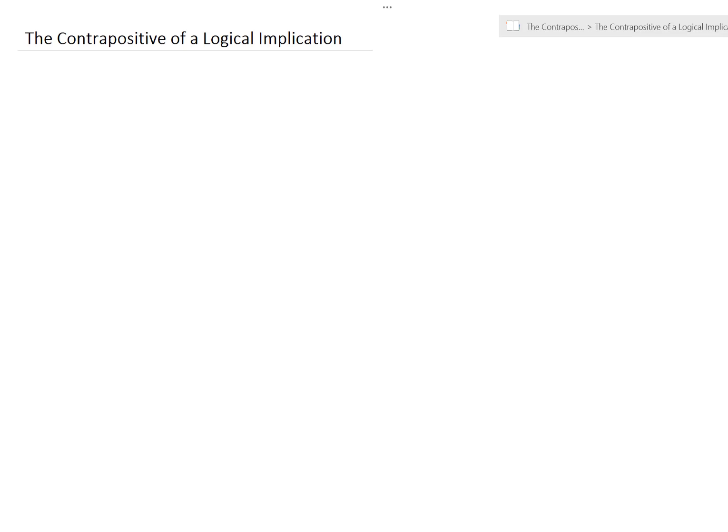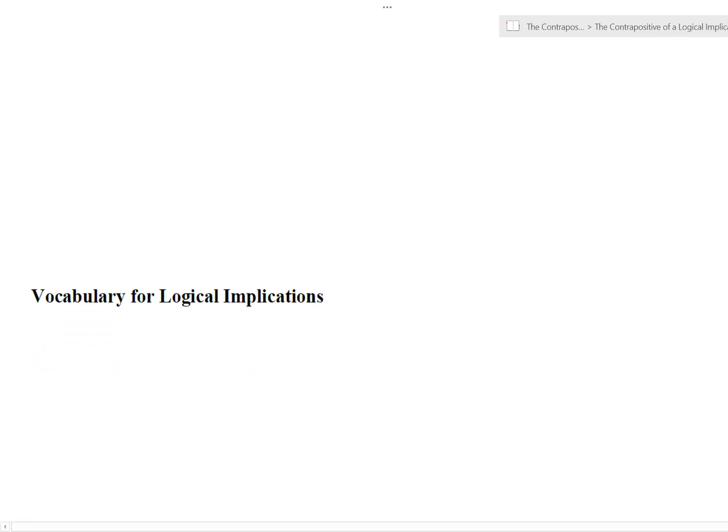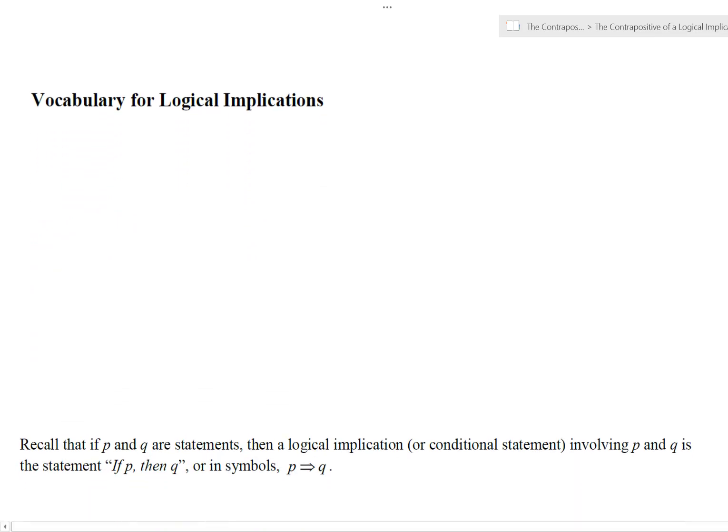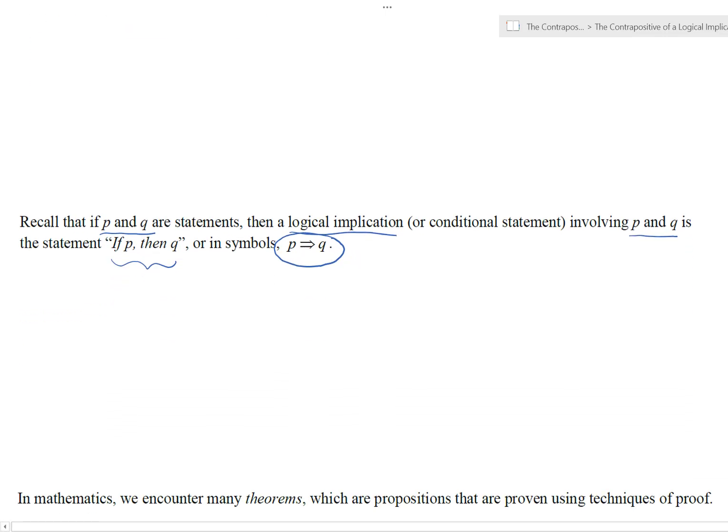In this video, we're going to talk about the contrapositive of a logical implication. What is that? First, let's talk about a little vocabulary for logical implications. Little refresher. Recall that if we have two statements, P and Q, then a logical implication, sometimes referred to as a conditional statement, involving these two statements, P and Q, is the statement, if P, then Q. And if we could show that that's true, we would write this logical implication here. So we're going to look at ways to rewrite it.